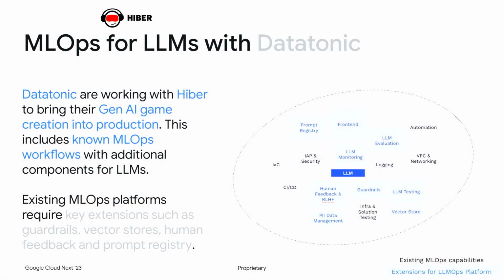So one of our favorite partners, Datatonic, I got to meet them last year, based out of London. They're a data and AI technology services company, really helping clients bring AI models and systems into production. And they've really applied, again, their existing expertise with MLOps and Vertex AI for the new needs of LLMs. And they've been working with a social gaming company in Sweden called Hyber, to really bring Gen AI-powered game creation into production.